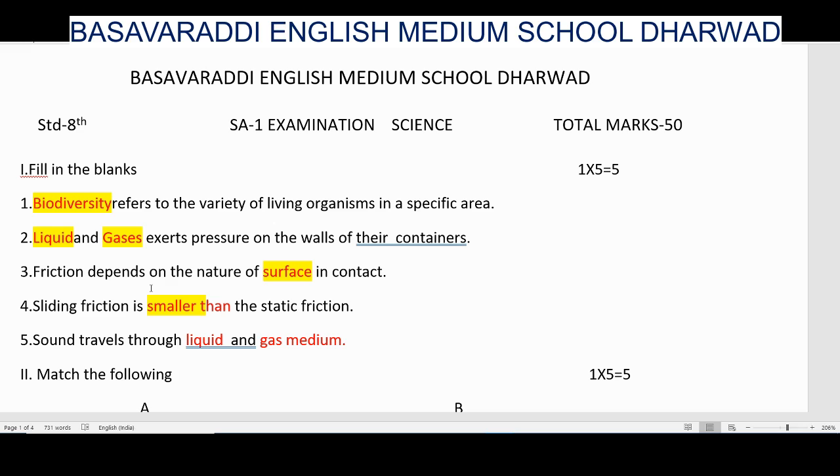Sliding friction is smaller than the static friction. There are two types of friction, sliding friction and static friction. In case of sliding friction, the object is already in motion, so the amount of friction created there is very less. But in the case of static friction, the object is in a rest position. As the object is at rest, it requires more force, and as a result more friction is created.